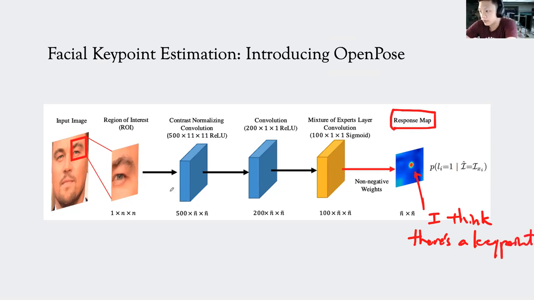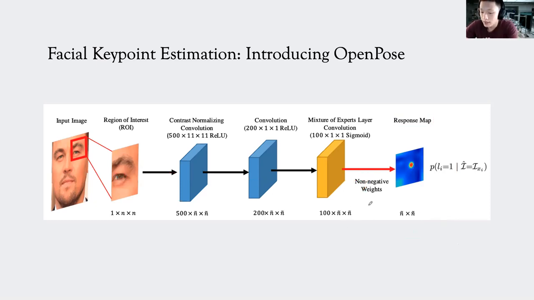So if you can see here, there is this image of Mr. Leonardo DiCaprio, and his eye is right here. If you wanted to detect this, then you would put this through a convolutional neural network and it would generate a response map with a big dot where his eye is supposed to be. And this is the model's way of saying, I think that there's a key point here.